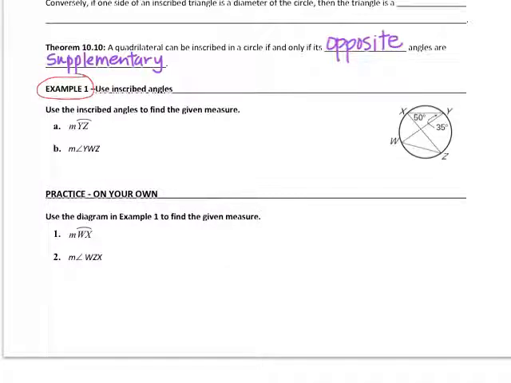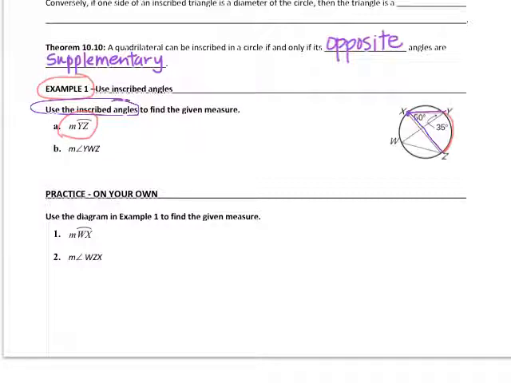Example 1, use inscribed angles. Use the inscribed angles to find the given measure. If we want to find the measure of arc YZ, that's this arc right here, we first need to identify the measure of the inscribed angle in order to find the measure of that arc. So these two chords, chord XY and chord XZ, are creating an angle, and that would be called an inscribed angle.